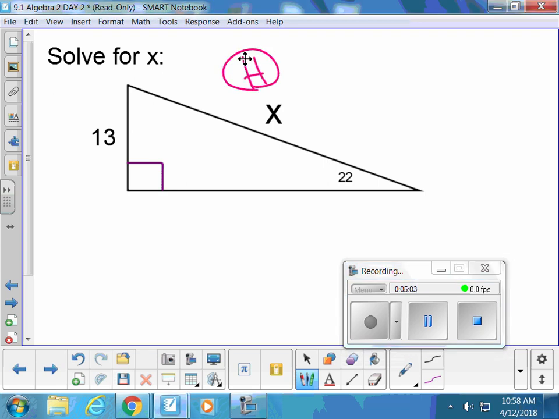Would 13 be an opposite or an adjacent? Opposite. It's all the way across from the 22. So we should probably use what? Sine. Good. Sine of angle 22 equals opposite over hypotenuse.